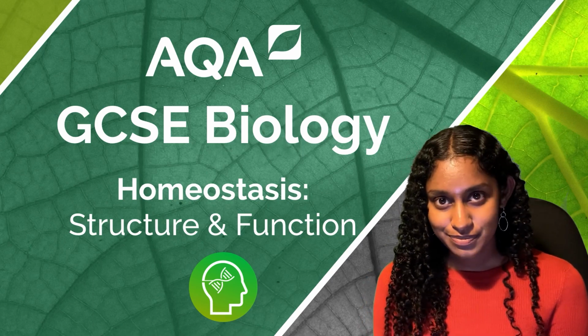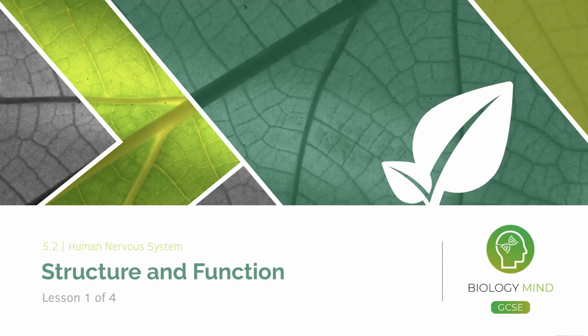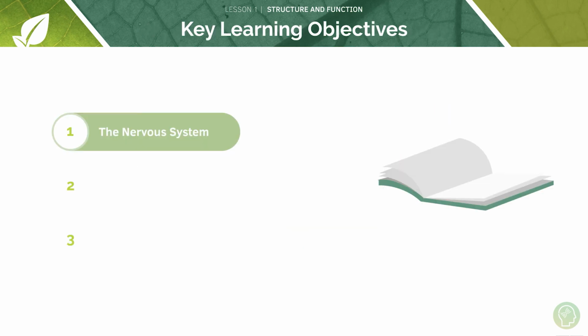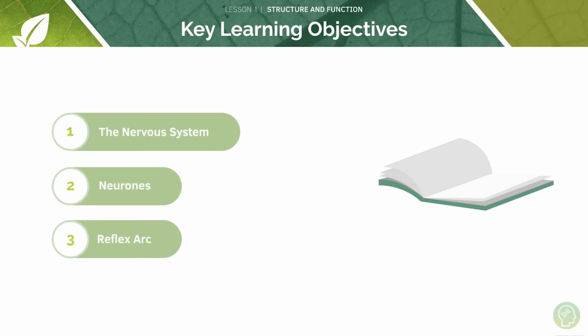So let's get started. Hello and welcome to tutorial 1 of 4, in which we'll be looking at the structure and function of the human nervous system. These are the topics that we'll be covering in this set of tutorials. And we're just going to start off with the basics of the nervous system, so just looking at its basic structure and how this correlates with its function.